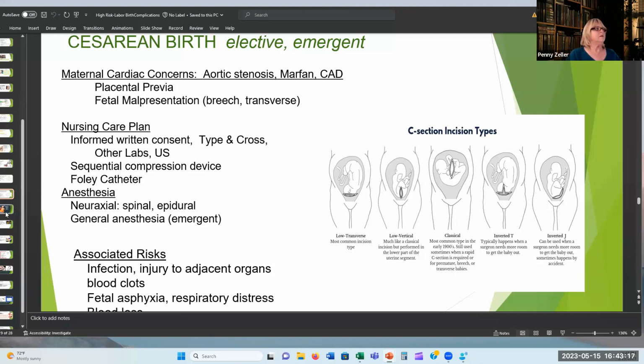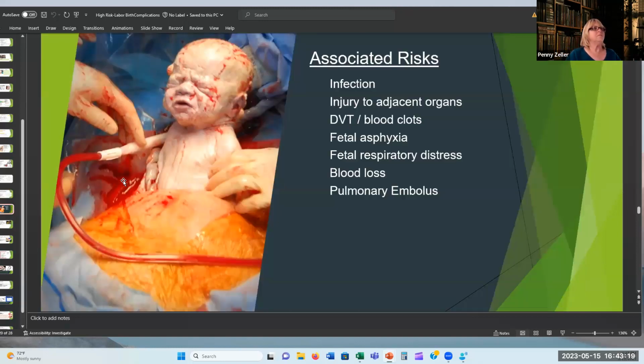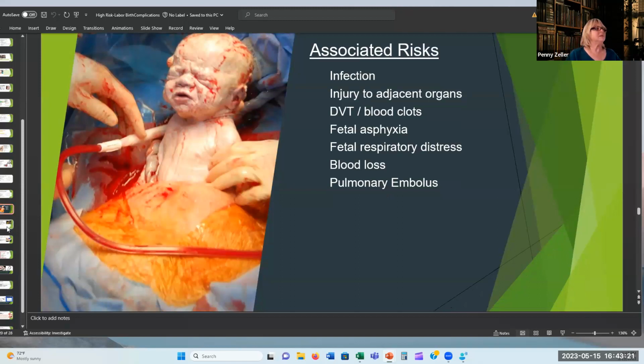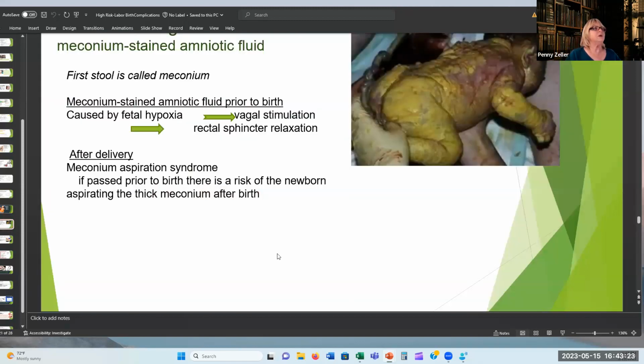Okay. So this just talks about C-sections again that you can look through. Meconium stained amniotic fluid.